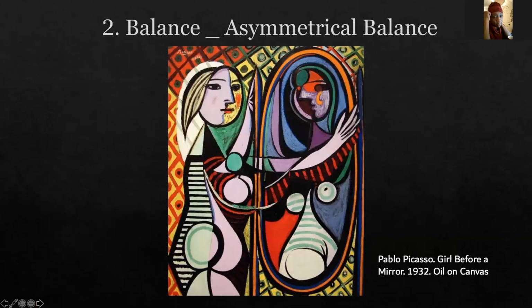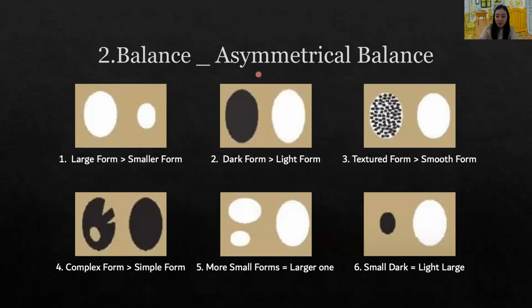I think the second one. Second one, perfect. That's right. The woman on the left and the woman in the mirror look similar in size, but the left one is bright and the right one is dark. So that is the second type of asymmetrical balance. Very good.